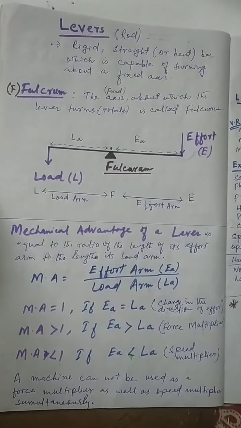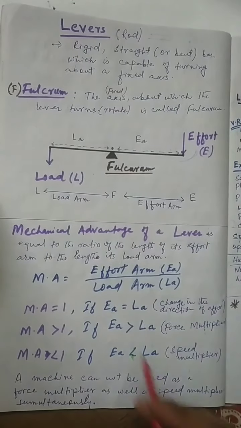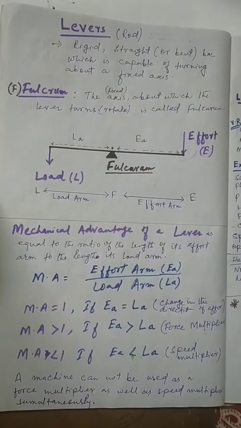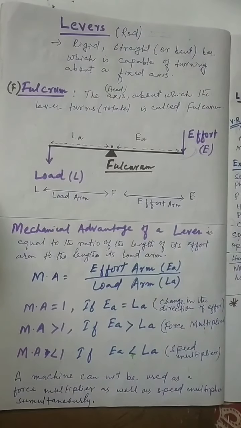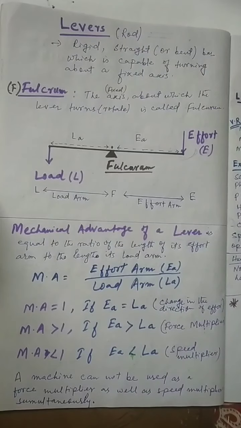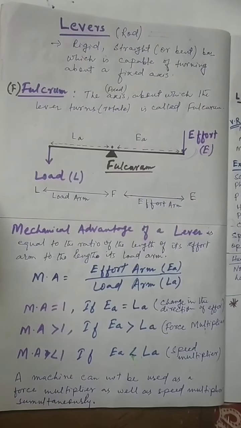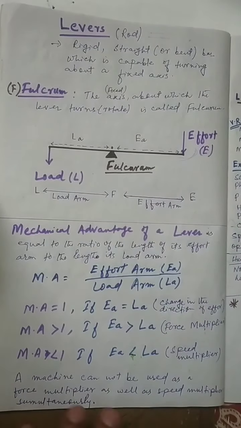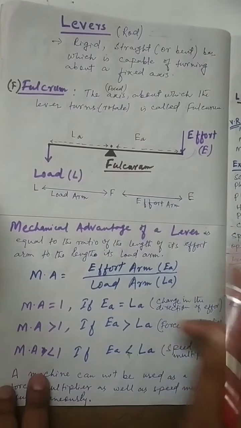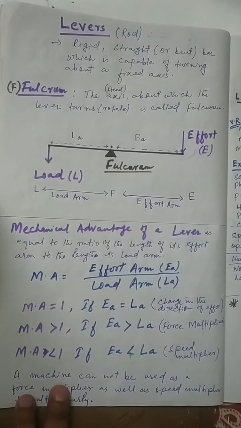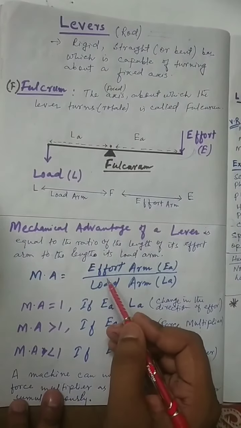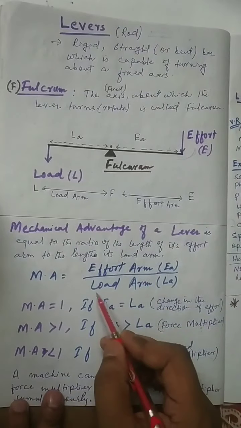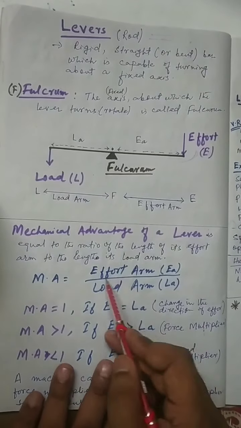Clear? Now the next term is the mechanical advantage of a lever. We discussed the mechanical advantage of a machine, that is load by effort, and I also said that every machine has its own mechanical advantage. Here, look at this, the mechanical advantage of a lever is different. The mechanical advantage of a lever is the ratio of the effort arm to the load arm.